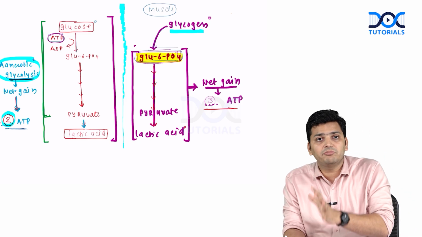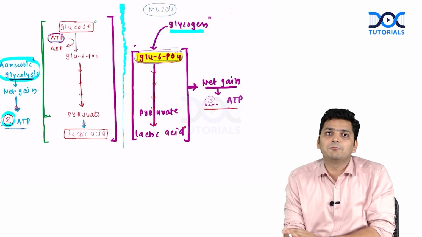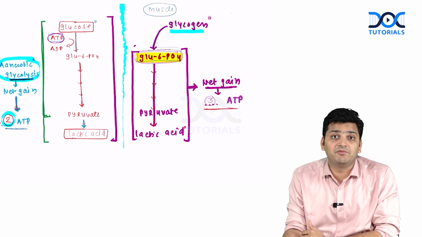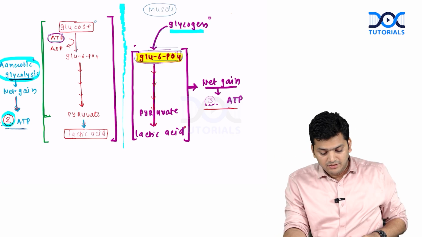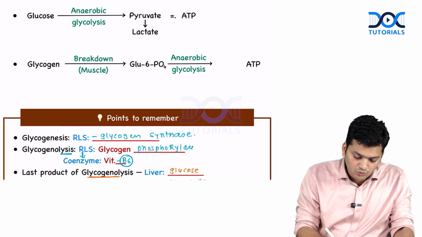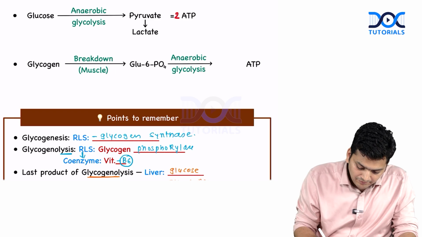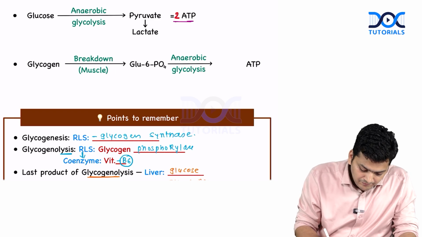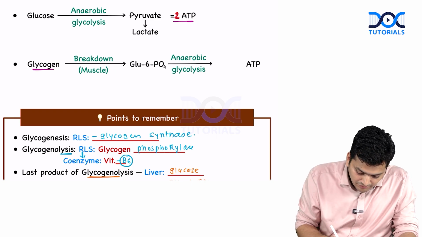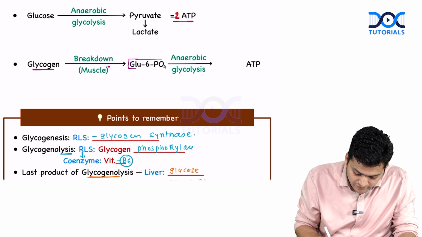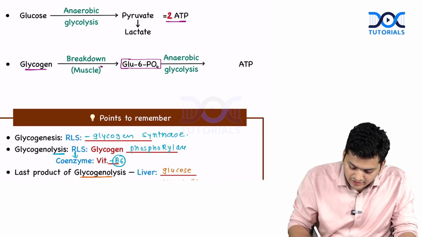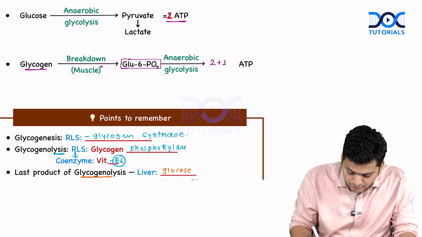So the net gain will not be 2, it is going to be 2 plus 1 comes out to be 3, because the investment will be less of 1 ATP. So the same point is written here. The glucose, when we do the anaerobic glycolysis, the net energy gain is 2 ATP. But if we do the glycogen breakdown in the muscle, the product is glucose 6-phosphate, and from there if you do the anaerobic glycolysis, then it is going to be 2 plus 1 comes out to be 3 ATP.